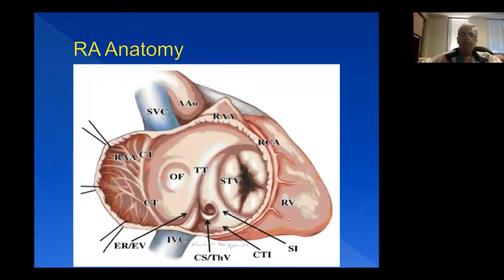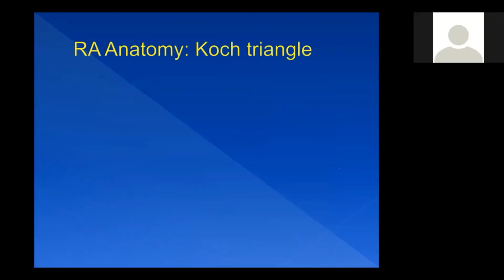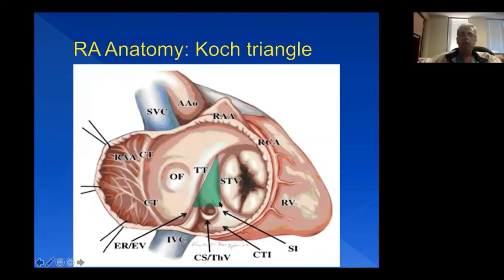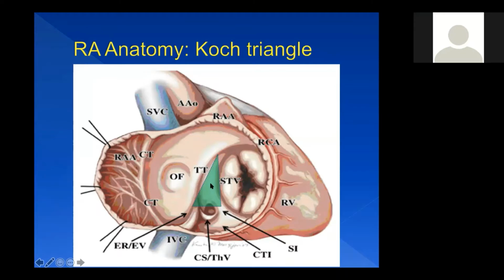So this is the same view with everything labeled. And I want to highlight this triangle we call the triangle of Koch. That's basically bordered by the AV node on the top, the tricuspid annulus anteriorly, the coronary sinus in the back, and the continuation of the Eustachian valve with the tendon of Todaro. This triangle of Koch is very important because this is the site of ablation for the AV node slow pathway.